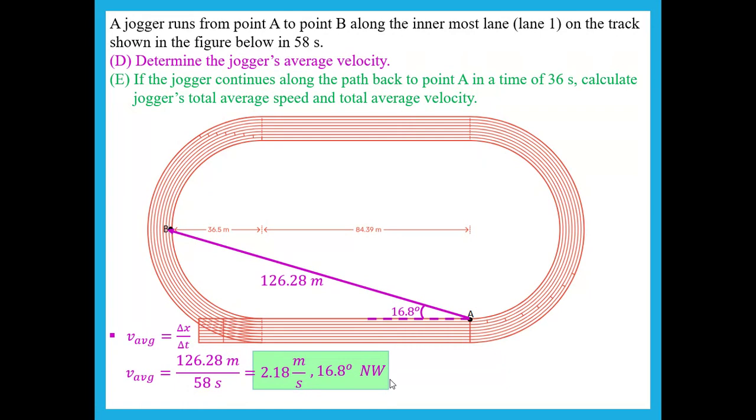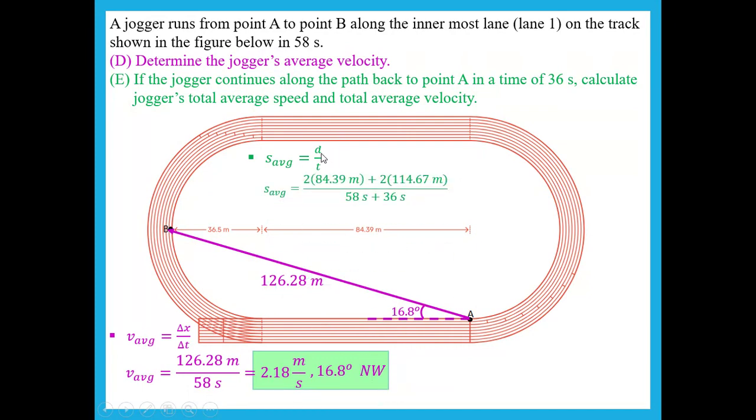All right, let's do E. E here says if the jogger continues along the same path. So really finishing one lap here, from B all the way back to A. So really running one complete lap, and from B to A takes an additional 36 seconds. It wants us to find the total average speed and the total average velocity. This is pretty light work. Average speed, once again, is just total distance divided by time.